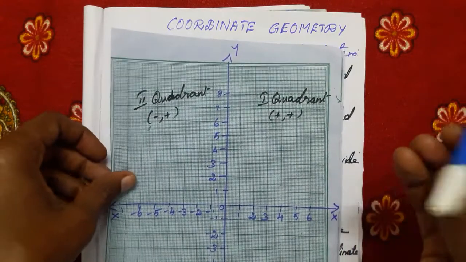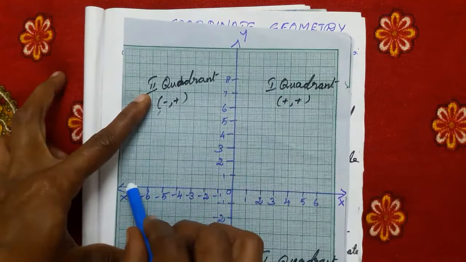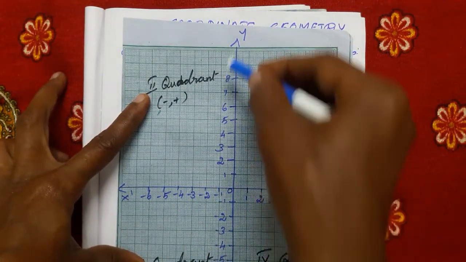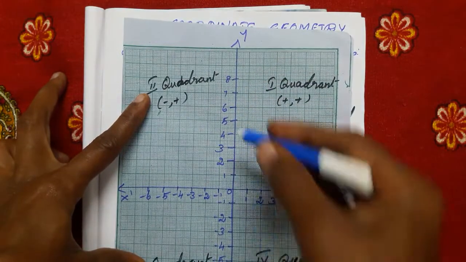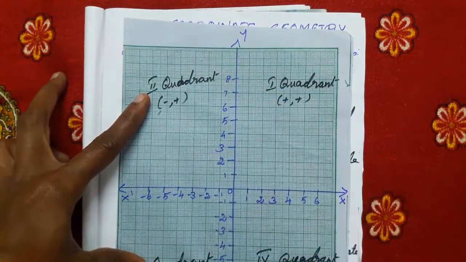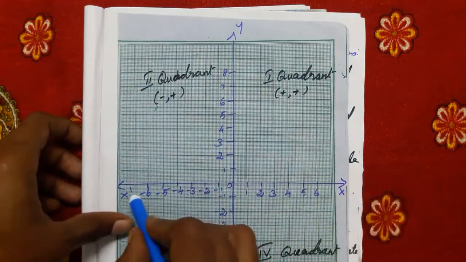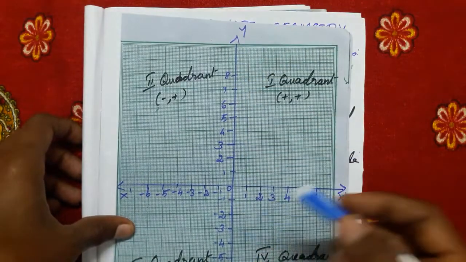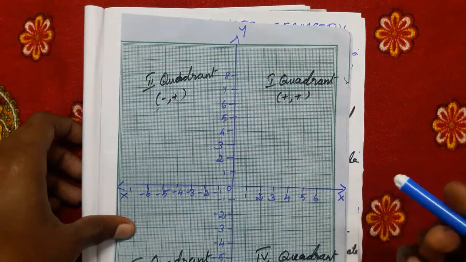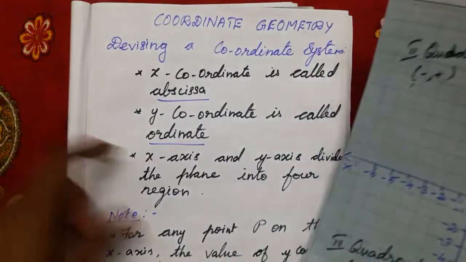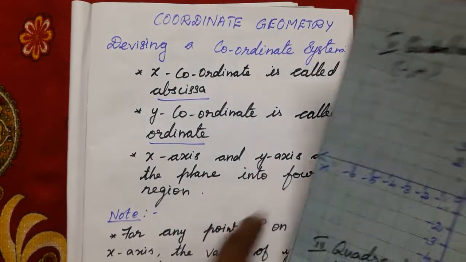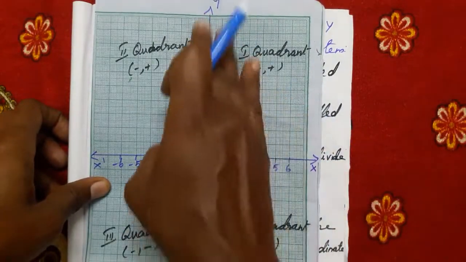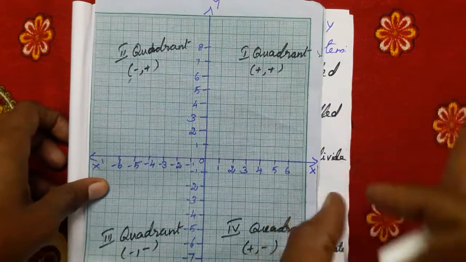Please listen here. This one is the x-axis, this one is the y-axis. The horizontal line is called the x-axis. The vertical line is called the y-axis. Clear? Then this x-axis and y-axis divide the plane into 4 regions.